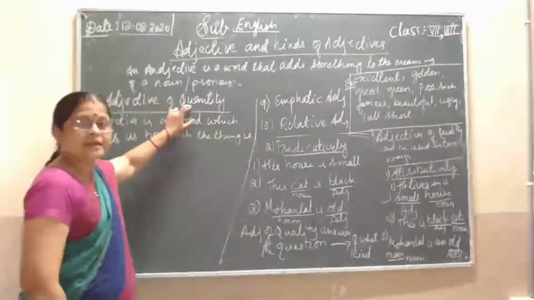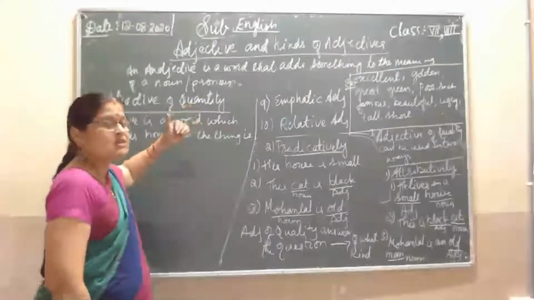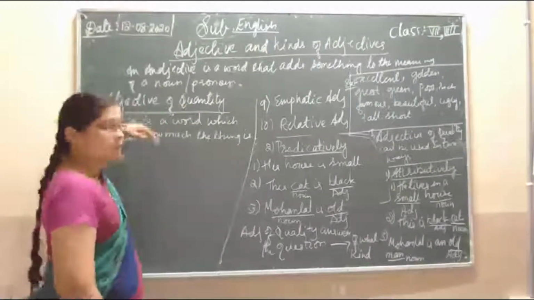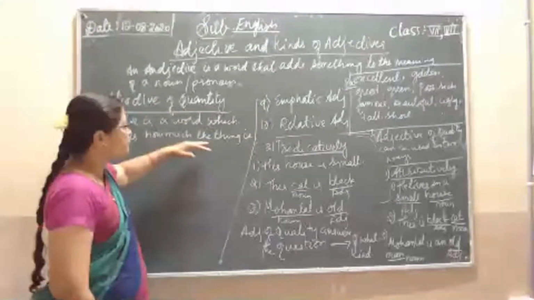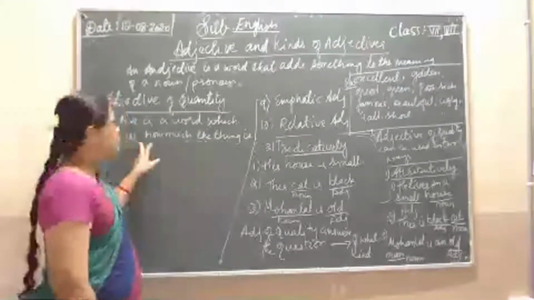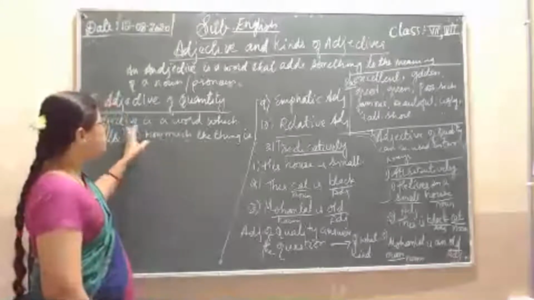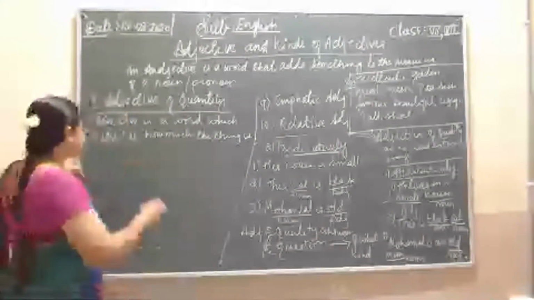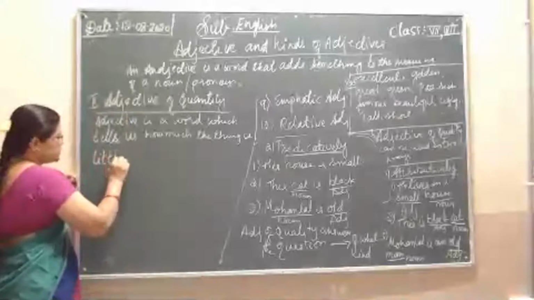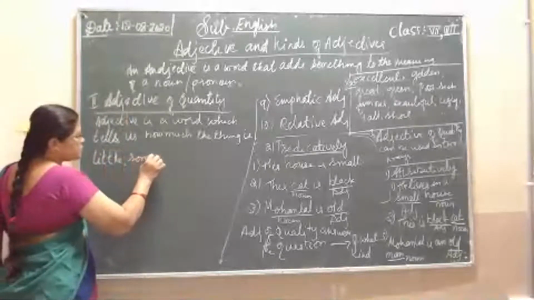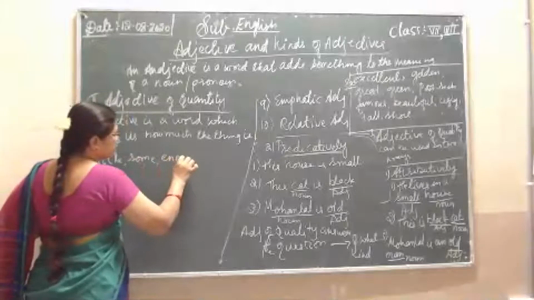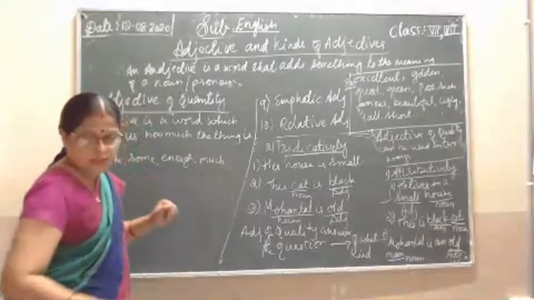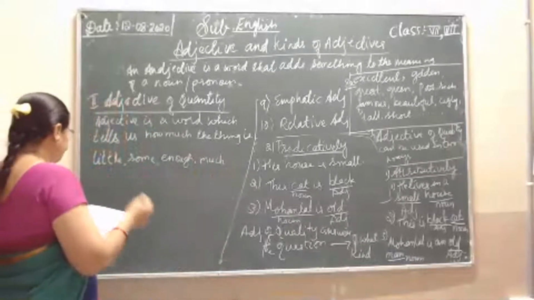The word quantity itself says that we are measuring something, that there is a thing here. The particular word used for describing that is the adjective of quantity. For example, just now I gave you little, some, enough, much. These are all adjectives of quantity.